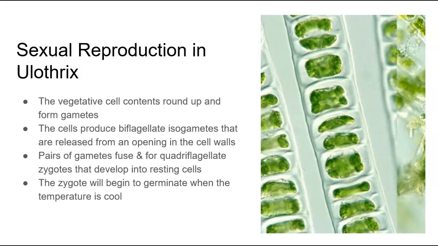Lothrix can also go through sexual reproduction, and this is when the vegetative cells are going to round up their content to become gametes. These gametes are going to be biflagellate, and they're going to be released from an opening of the cell walls. And then when they're released, they can pair up and form this quadriflagellate zygote that will develop into a resting cell. The zygote can actually last for a while. When the temperature is right for the growth of the zygote, it will then germinate.